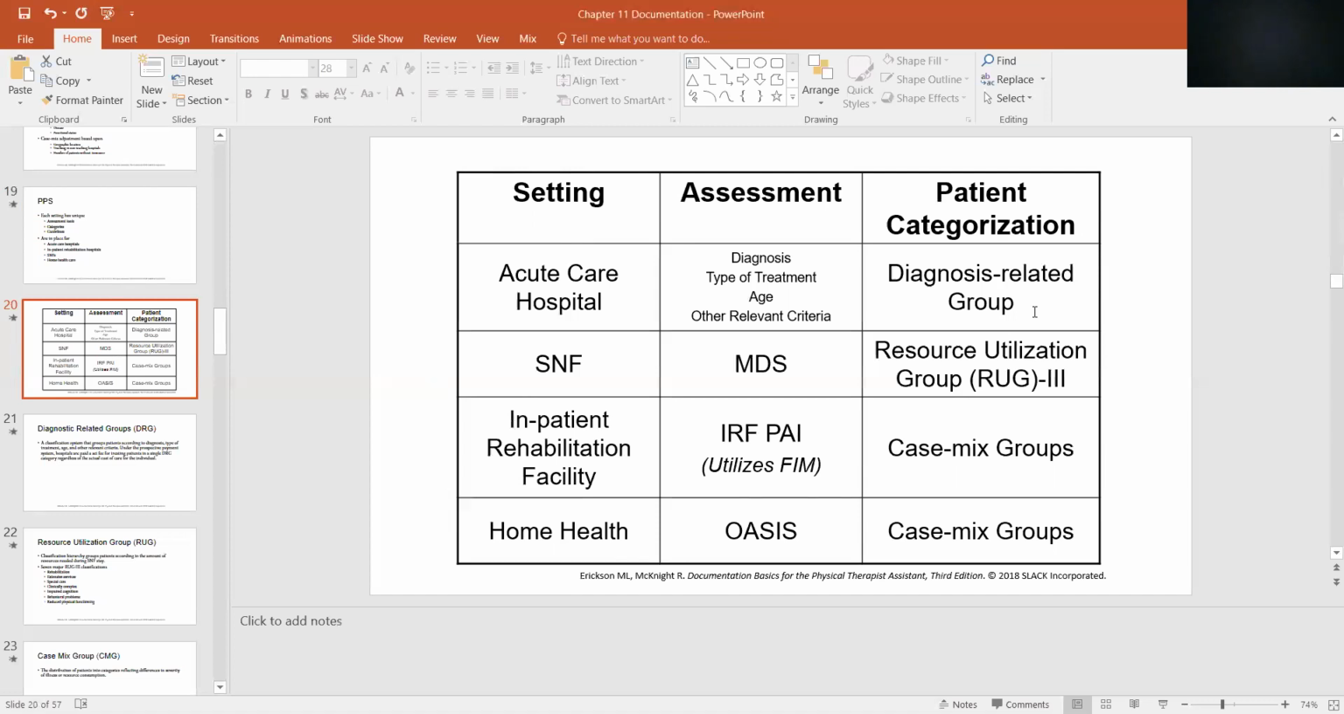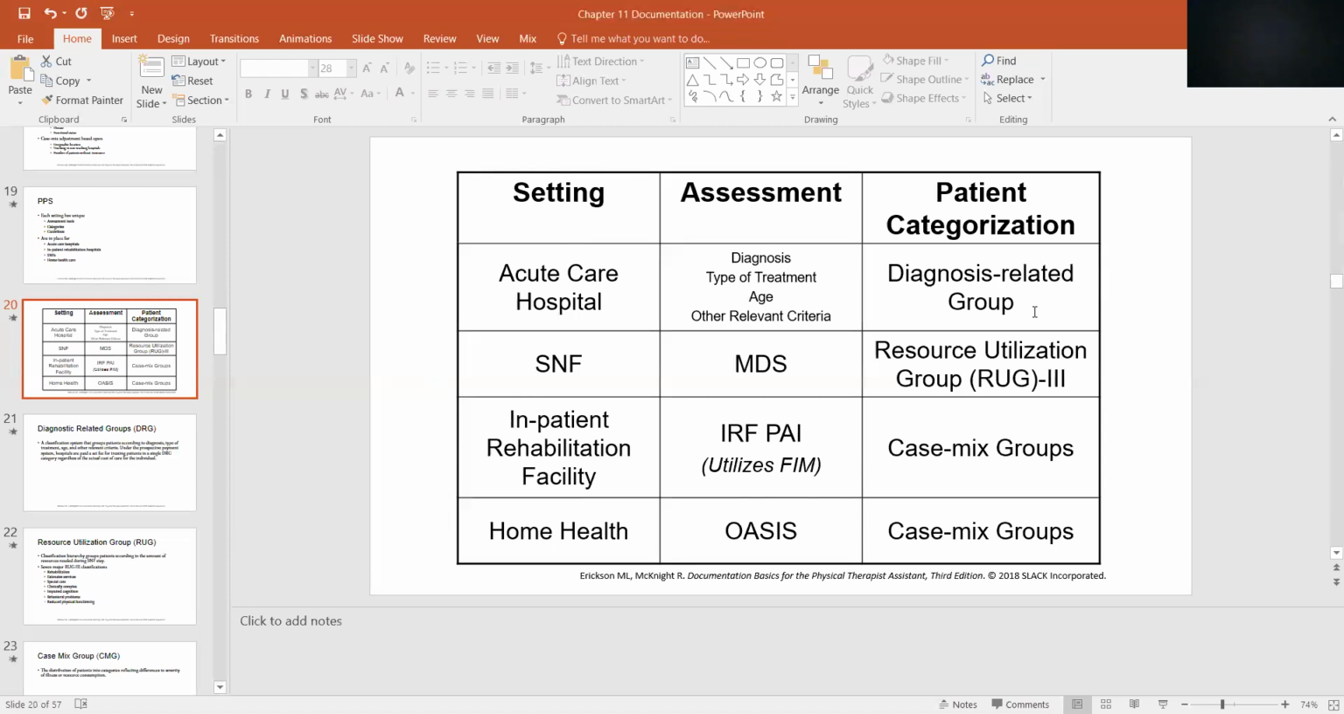Then you have your inpatient rehab facility, so that's Madonna. And this is where Joyce can help us be a little more familiar, because she's used to working with that. And the assessment is called an IRF-PAI, and it utilizes the FIM, which is the Functional Independence Measure. We will go over that when we do our measurements and testing, I believe, in a week or so. And then that patient categorization is in case mix groups.